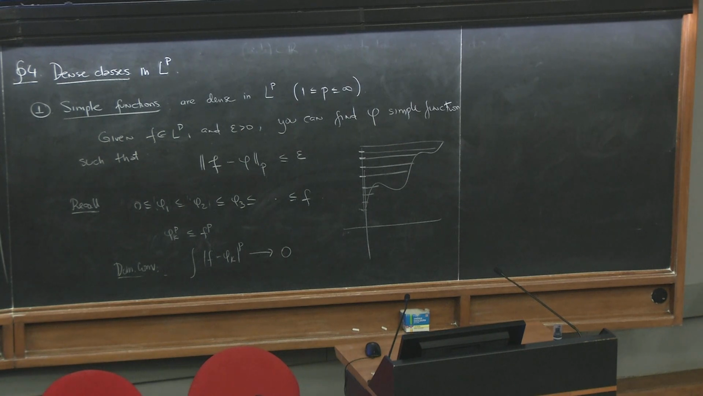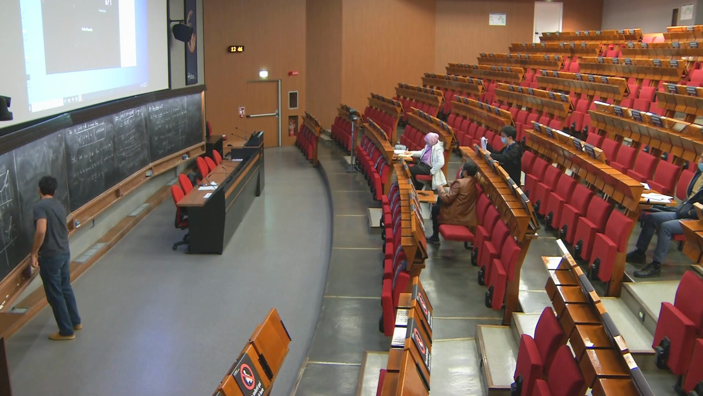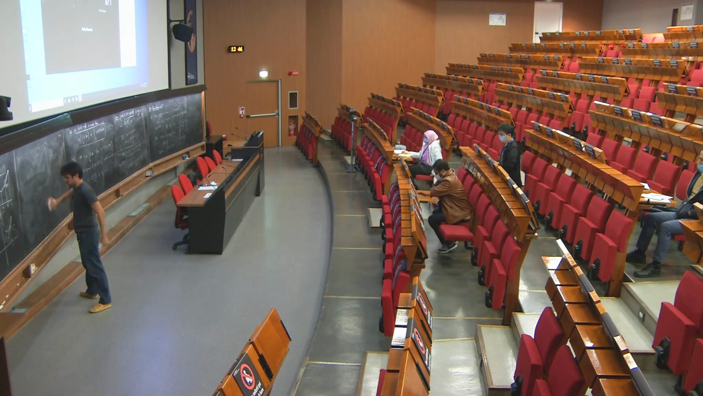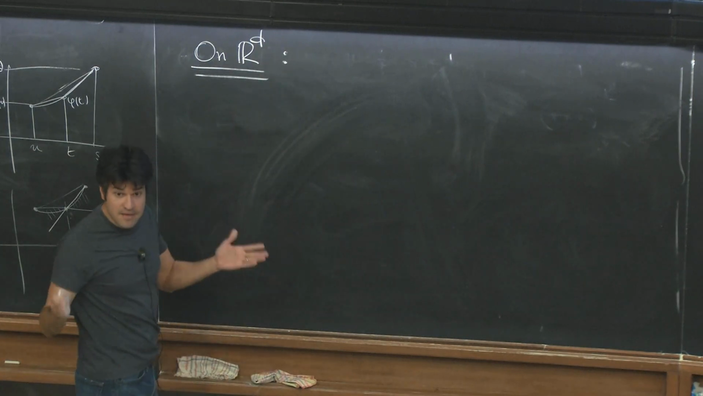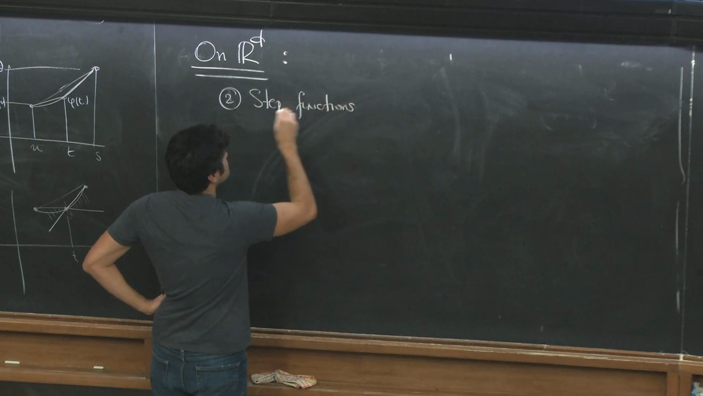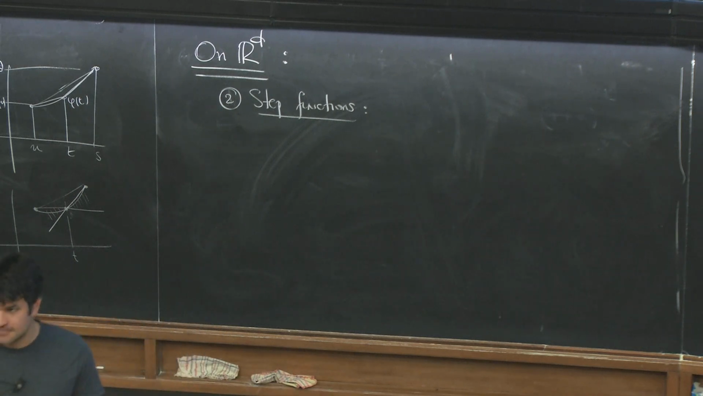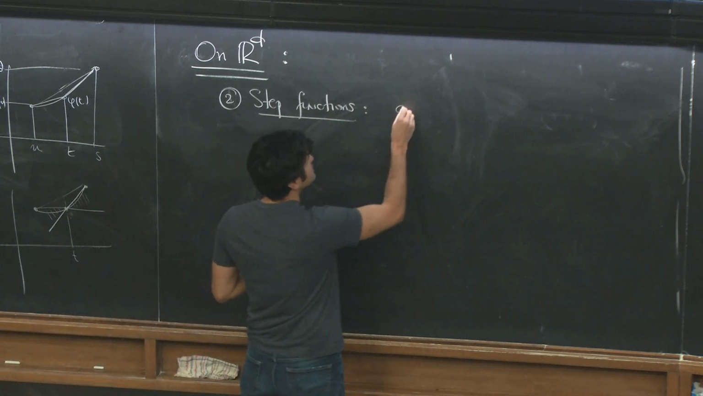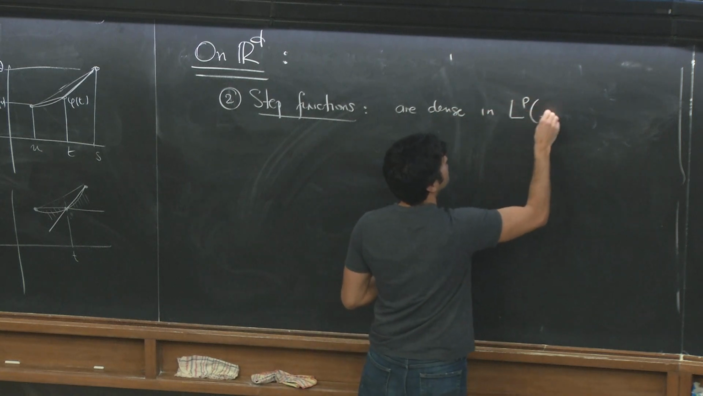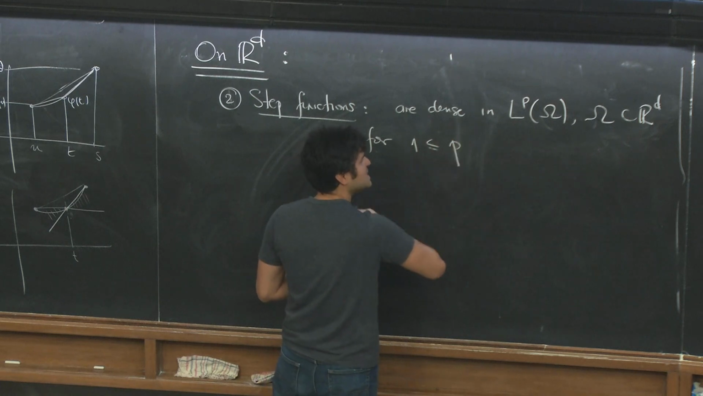Now I want to finish the class today by talking a little bit about what you get more when you are working on Euclidean space. So now we move our discussion to R^D. On R^D, with the Lebesgue measure, you also have this class of step functions. Step functions are finite linear combinations of characteristic functions of cubes. Step functions are dense in LP of omega, where omega is a subdomain of R^D, an open set, for 1 less than or equal to p less than infinity.